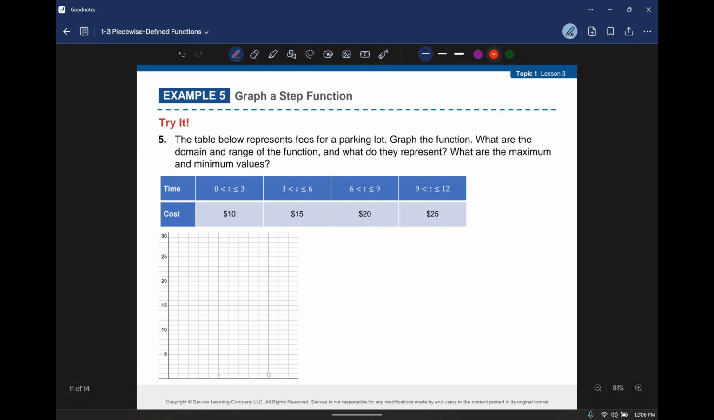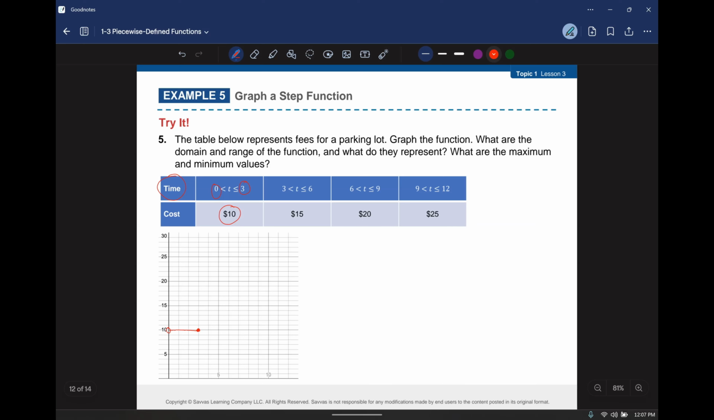All right, so just one more step function here. This time we're talking about fees for a parking lot. We're supposed to graph it and then do domain and range and maximum minimum. So I know that if I'm there 0 to 3 minutes, this is time, that it's going to cost me $10. So I'm going to go to an x value of 0. I'm going to go up to 10, put an open circle. All right, and then I'm going to go all the way to 3 minutes and put a closed circle and then connect those. So between those two times, it's going to cost me $10.